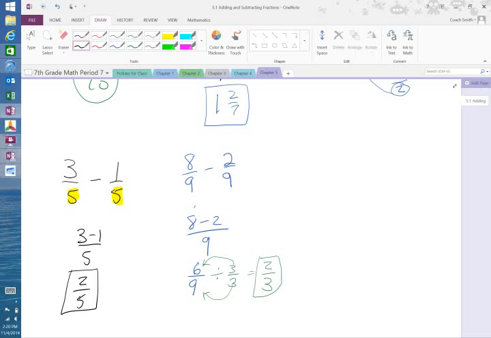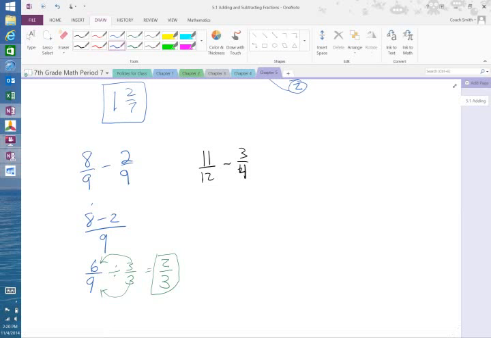All right, let's say we don't have common denominators. So we have 11 over 12 minus 3 over 4. So I must find the common denominator, known as the LCD or LCM. For 12 and 4, if I'm counting by 12s, 12, 24, 36, 48, and I'm counting by 4s, 4, 8, 12, 16, 20, what's the first number I run into? 12. So the common denominator then is 12 for both of these fractions.